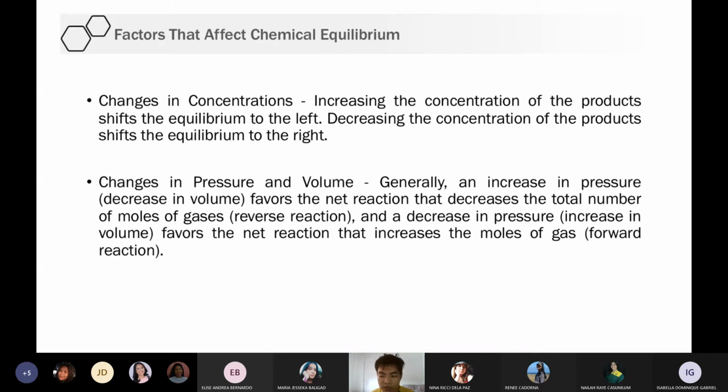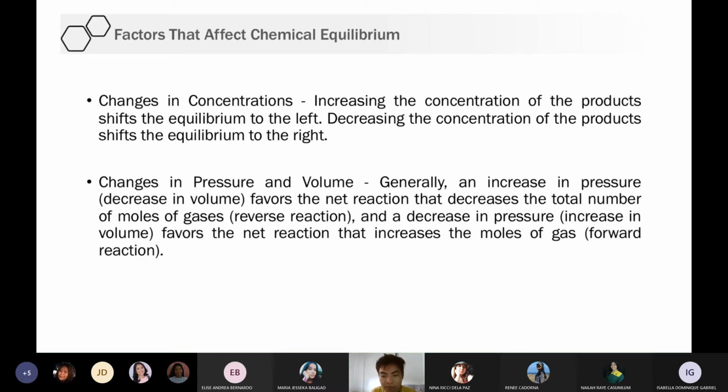The general rule is that increasing the concentration of product shifts the equilibrium to the left. Decreasing the concentration of products shifts the equilibrium to the right. Okay? So, ibig sabihin nun, pag dinagdagan mo yung product side, mag-shift yon to the reactant side, because of the reaction quotient. Masyadong maraming products. So, gagawin natin to maintain the balance, you will convert your products into reactants. So, it will shift to the left.